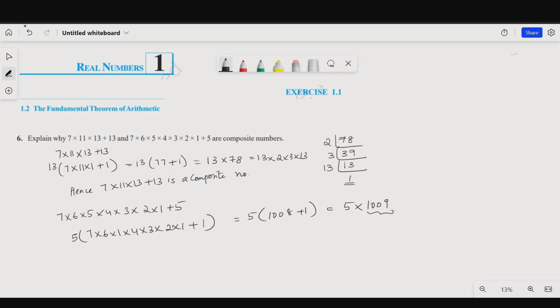Since 1009 is a prime number and 5 is also a prime number, we can say hence 7 into 6 into 5 into 4 into 3 into 2 into 1 plus 5 is a composite number, as it can be written as a product of prime factors 5 and 1009.